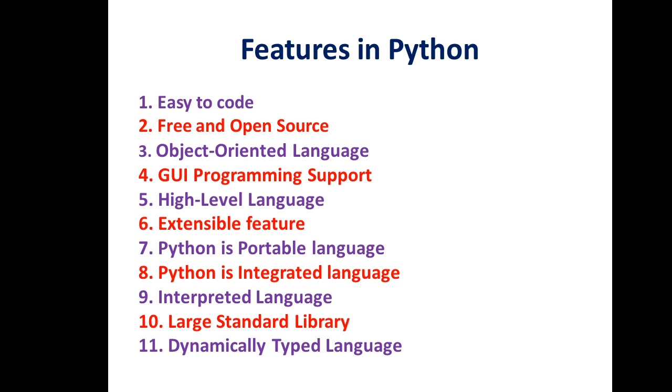The fifth feature of Python language is it is a high level language. We need not know the system architecture or the memory management. Everything will be automatically done. We have to write the code using keywords which look like common English words. So without knowing the structure and memory management, we can write the code in Python.